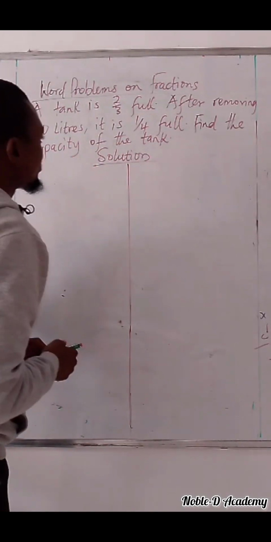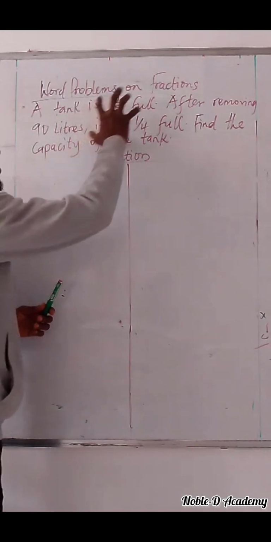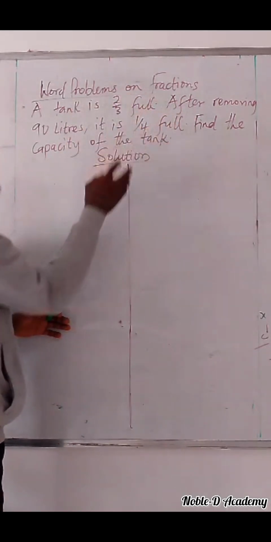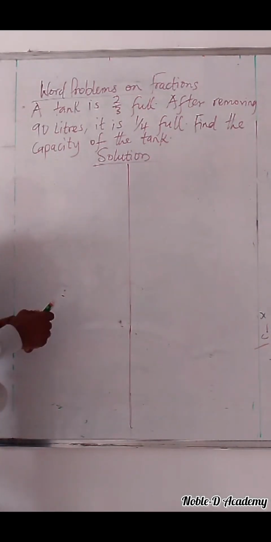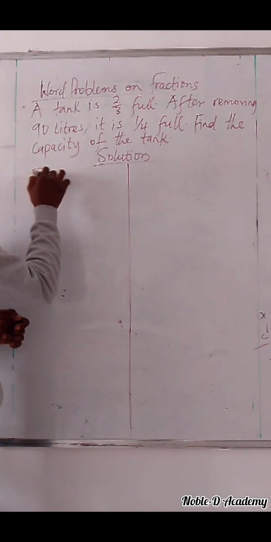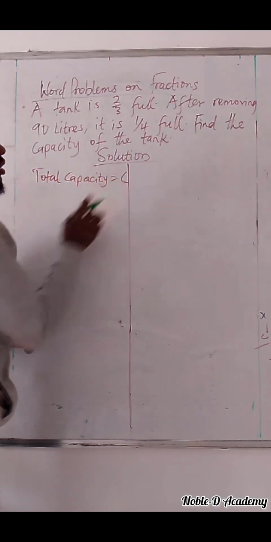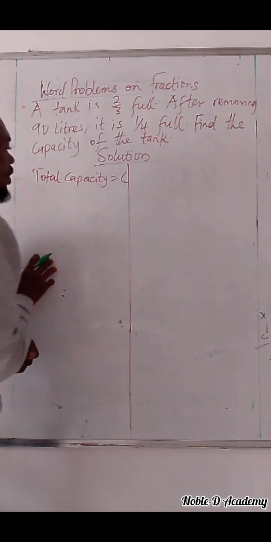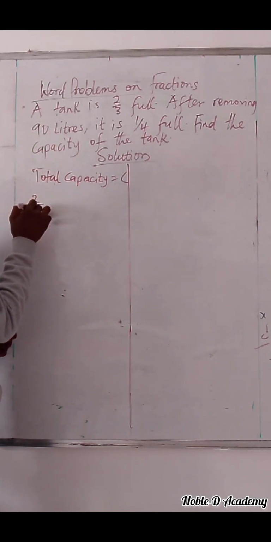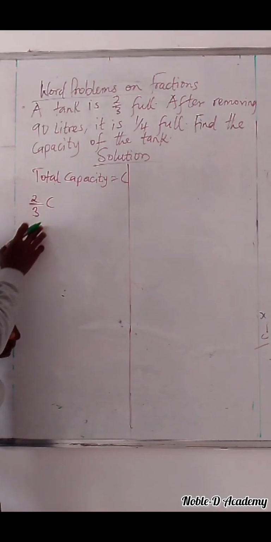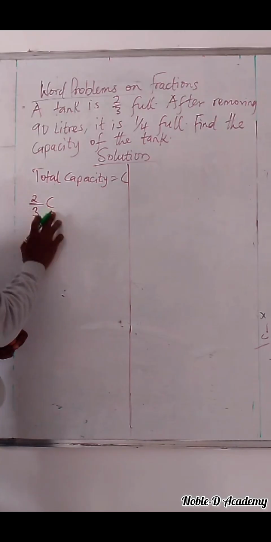So the first thing we're going to be doing is to rewrite this. We want to translate this entire word problem into an equation so that we can find out what the capacity of the tank is. So the total capacity of the tank will be equal to C. Now we know the tank was initially 2/3 C. Why do I put 2/3 C? It means 2/3 of the total capacity.